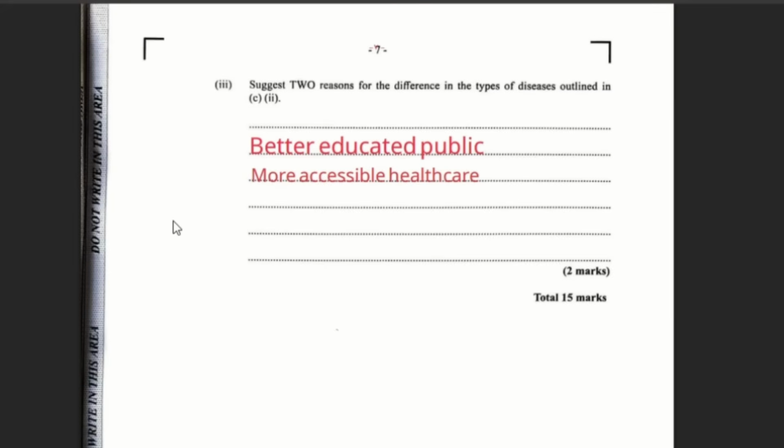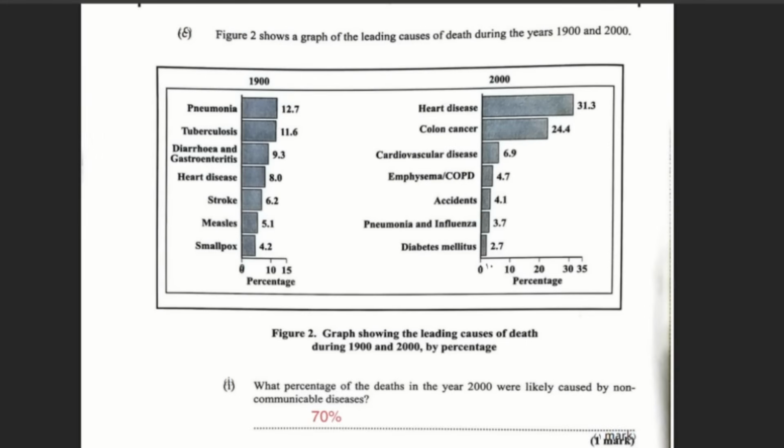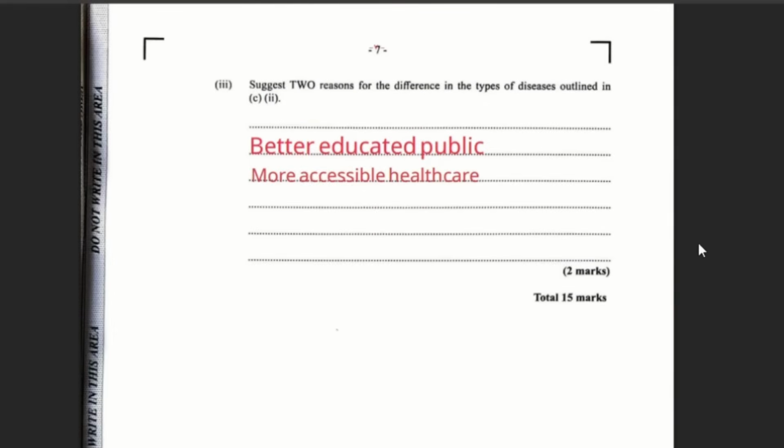Right, so then it says suggest two reasons for the difference in the types of diseases outlined in C. So basically, what can be the difference in the types of diseases between the two years is perhaps a better educated public. For example, if people are now better educated and understand that if somebody has diarrhea and you share things with them or maybe eat the same thing, you might catch it if you go around them.